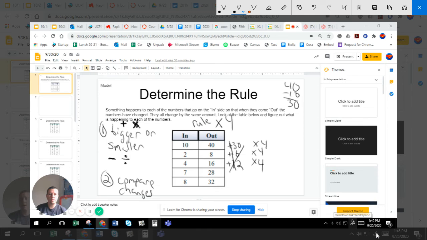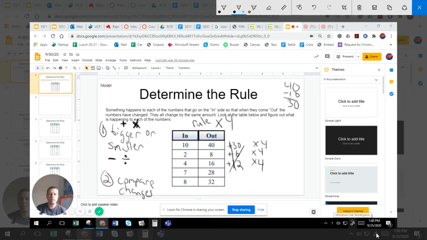So one of the things you're going to have to do today, you're going to have to be able to determine rules. So use the strategy that I told you. First, decide whether it's getting bigger or smaller. Second, compare it. How much bigger or how much smaller is it getting? If it's a consistent change, it's always getting 10 bigger or it's always getting 10 smaller every single time, then your rule is pretty simple. It's an adding or subtracting rule.